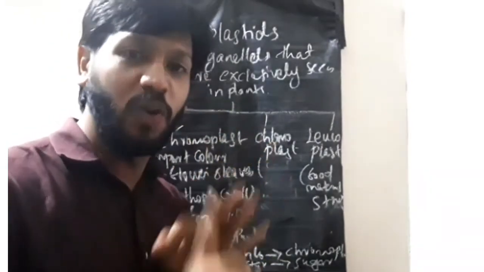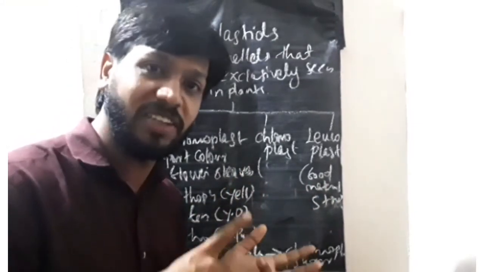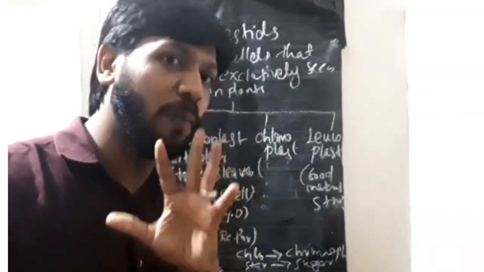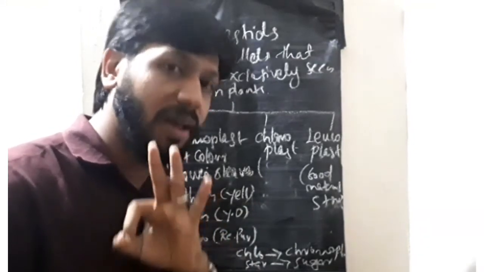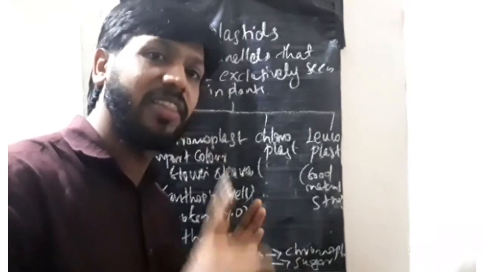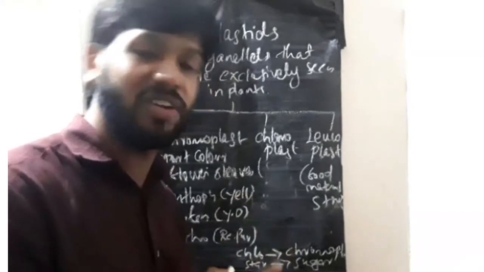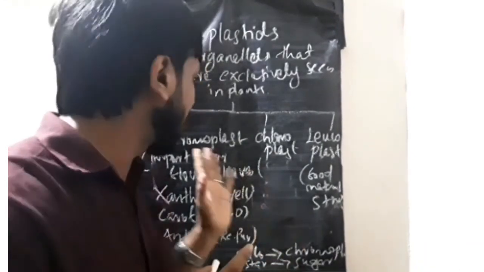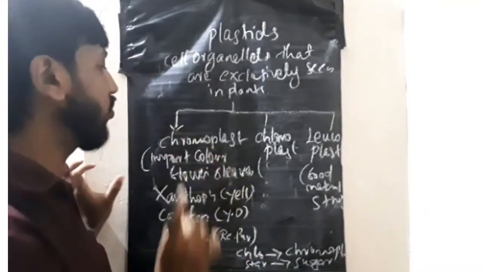Chromoplast, chloroplast, leukoplast. These three are the examples of plastids. They are performing different functions. What are the different functions done by these plastids? First, chromoplast. We can discuss the structure and function of the chromoplast.